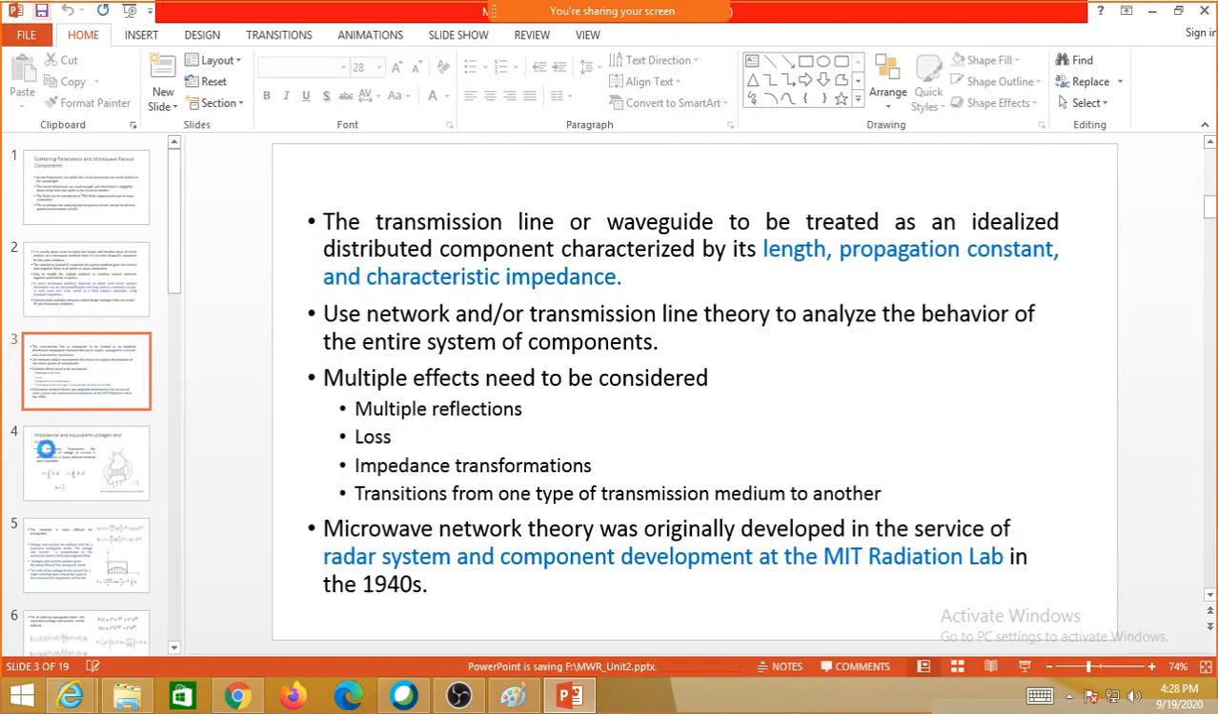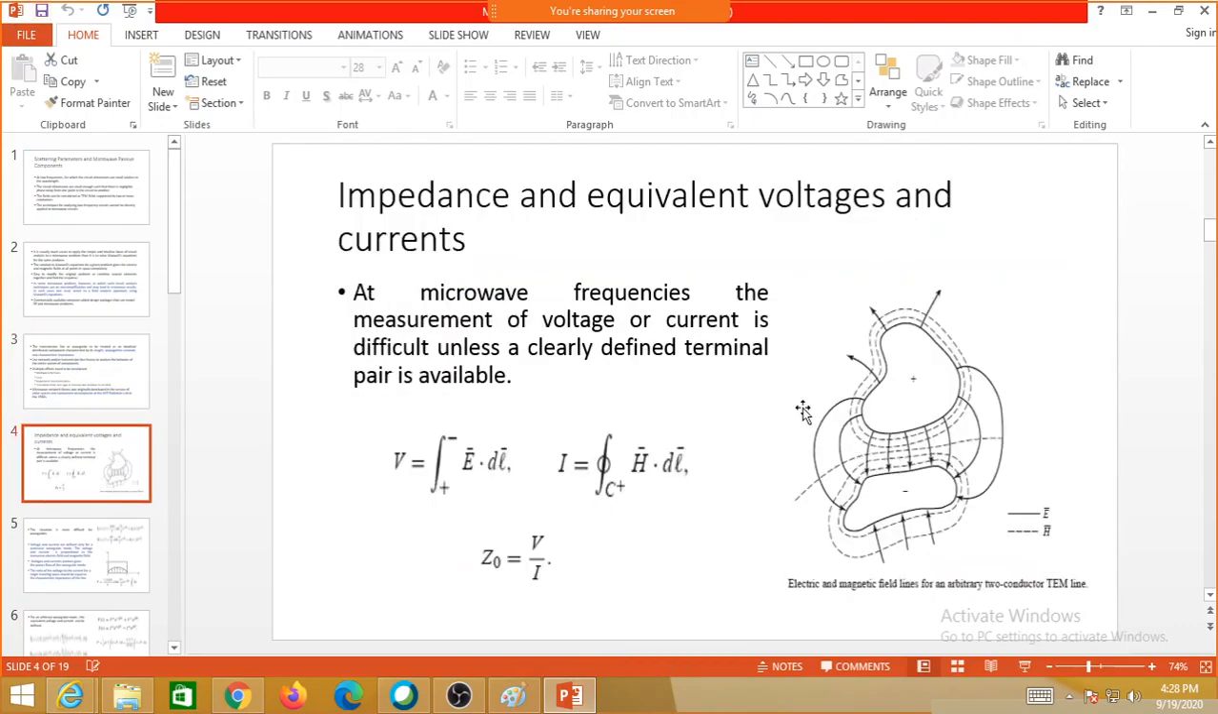Okay, so now if you take a two conductor system, how can we find out the equivalent voltage and current? At microwave frequency, we cannot directly measure the voltage or current. It is very difficult because there is no two conductor pair available. Even if it is available, you don't have a device which directly measures the voltage and current.